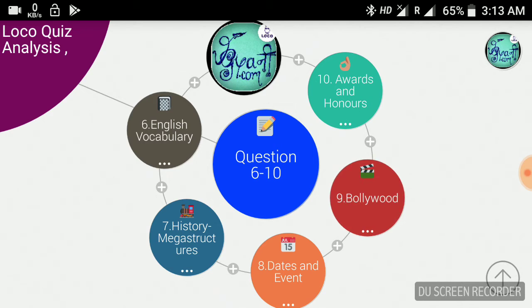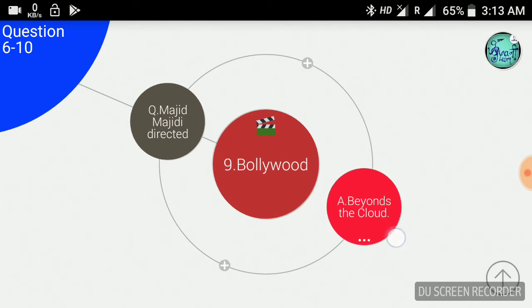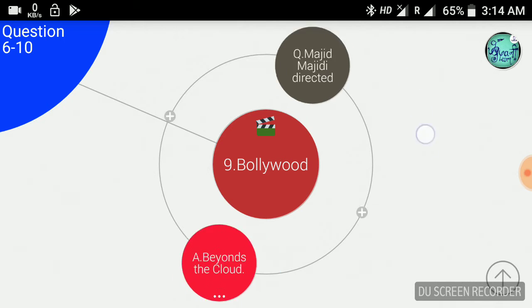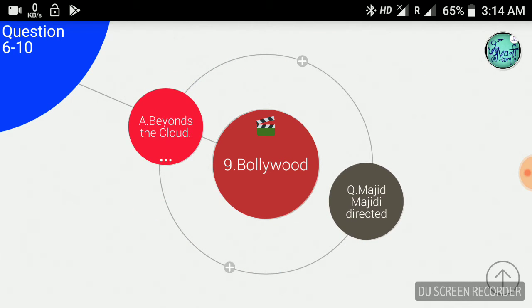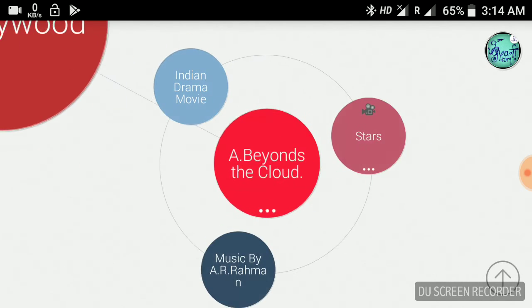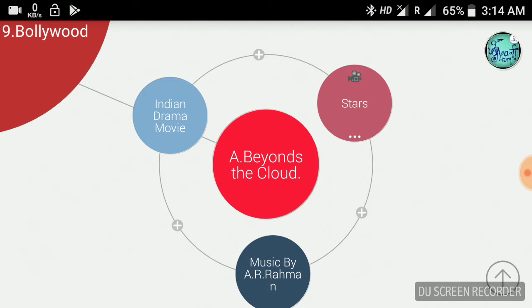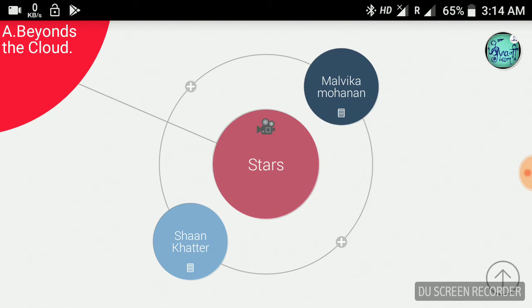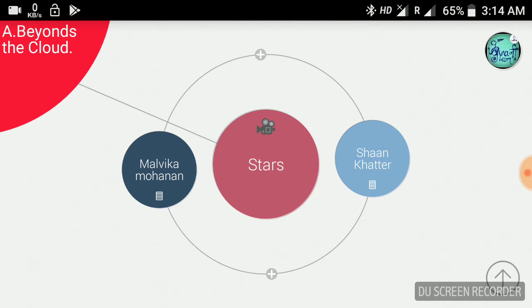So the ninth question came from Bollywood, and they ask: name the movie directed by Majidi, an Iranian director. The movie represents a Mumbai person, the story of a Mumbai person, related to love, trauma, and different kinds of things. So the answer is Beyond the Clouds. Some facts about this: the movie is an Indian drama, and it stars Ishaan Khatter.